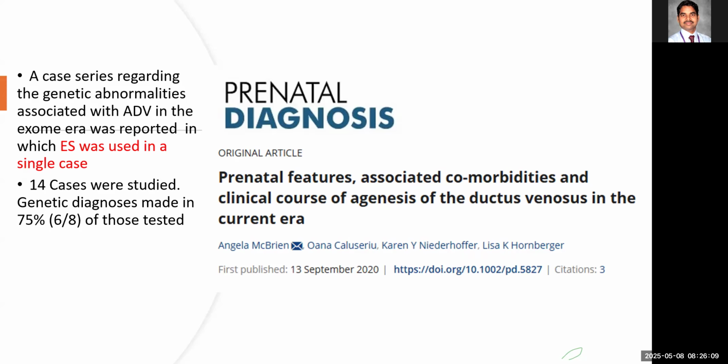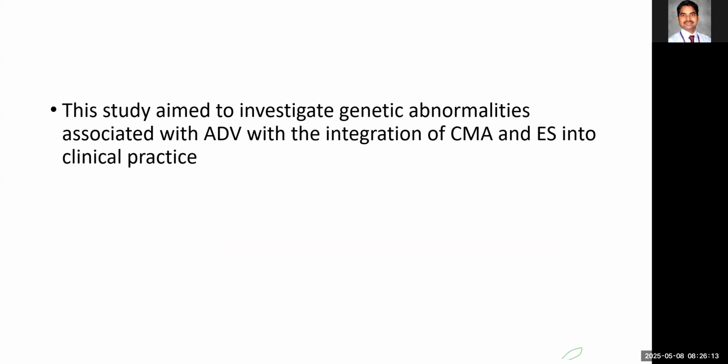Next slide, sir. In this study, they have aimed to investigate genetic abnormalities associated with ADV with the integration of chromosomal microarray and exome sequencing into clinical practice. Next slide.